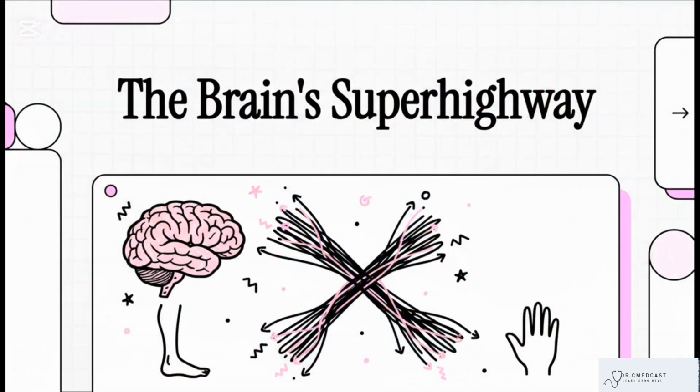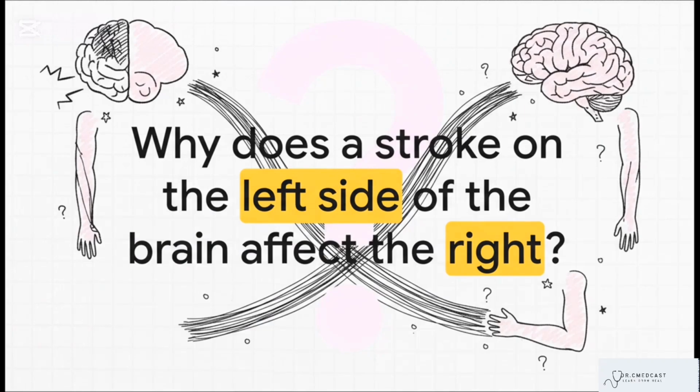All right, today we're going to unravel a really cool biological mystery, one that you've probably noticed but maybe never really thought about. Why does the left side of your brain control the right side of your body and the other way around? It's a fundamental piece of our wiring, and we're about to map out exactly how those signals make their incredible journey.